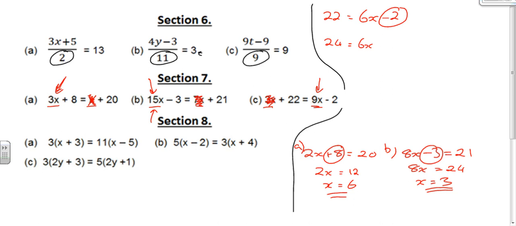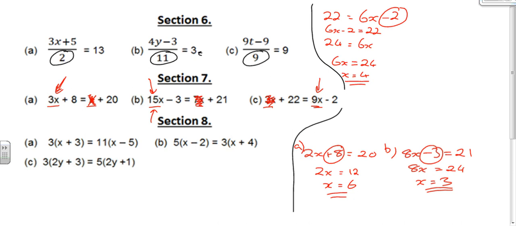And again, if you don't like it that way round, you can just swap them. So 6x equals 24. Just like here, we could have done 6x minus 2 equals 22. If it makes you feel more comfortable doing it that way around, do it that way around. And then we've got 6x at 24, so that means 1x, if we divide by 6, equals 4.